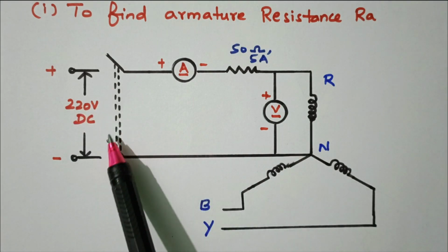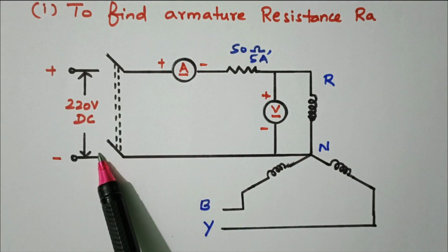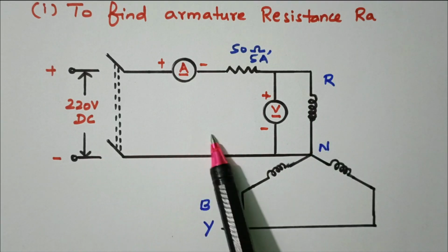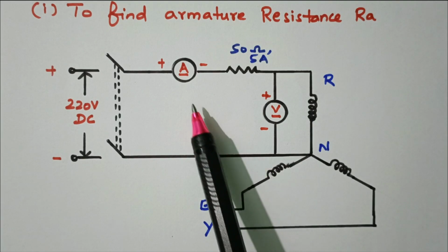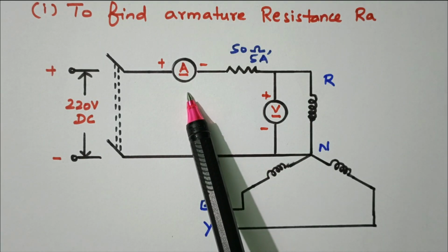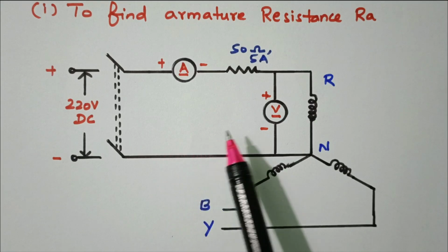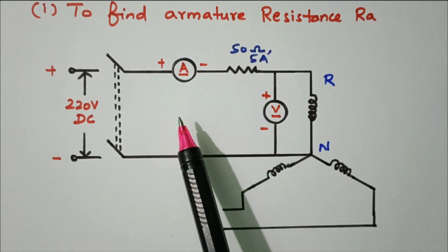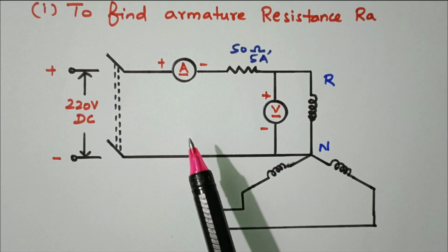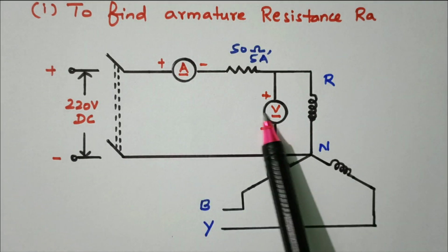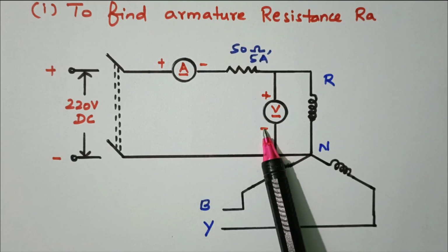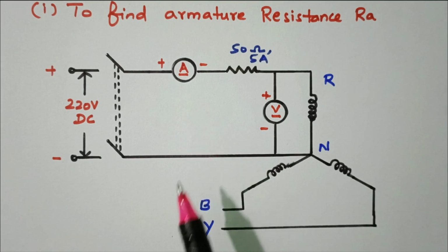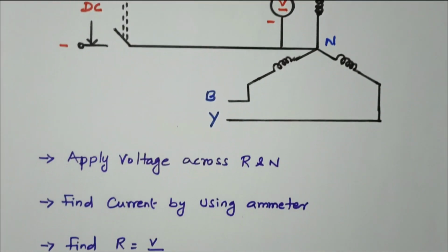Now the switch is closed. The rated voltage is applied to the armature across R phase. At that time we have to measure the current drawn by the armature winding. So from the voltage and current values we are able to find the armature resistance. RA equal to V by I. So the formula is R equal to V by I. The rated voltage is applied, and for that we are measuring the current taken by the armature. From these two values we are able to find the resistance.